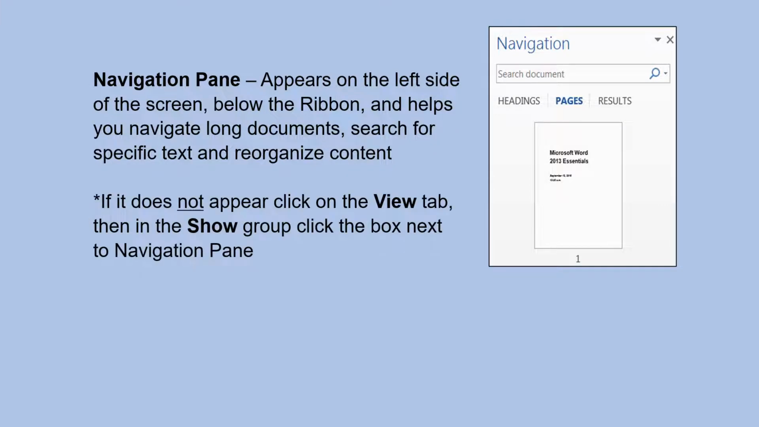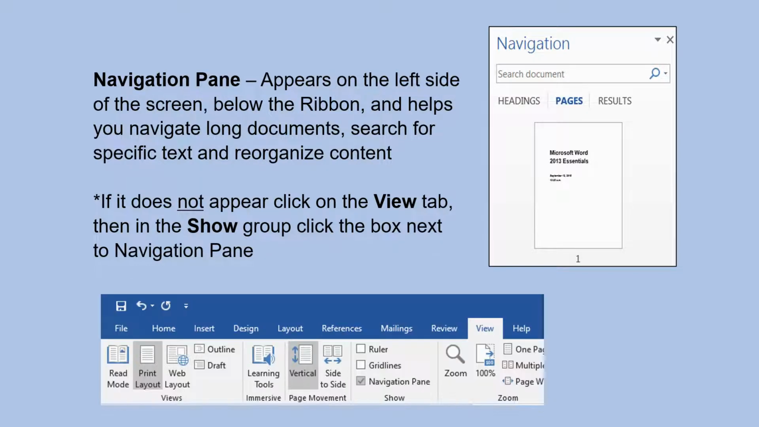If the navigation pane does not appear when you open the document or at any point, you can click on the View tab. Then in the Show group, click on the box next to navigation pane and it will show up. You can also click on the X on the top right of the navigation pane anytime if you don't want it to be there.